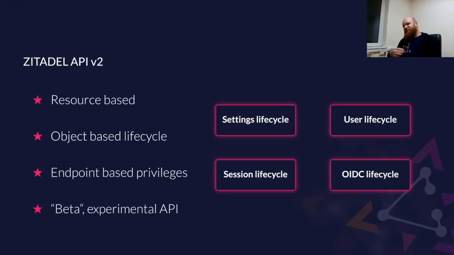So what does the V2 API bring? It's going to be resource-based, with object-based life cycles. We have endpoint-based privileges, and currently it's in beta.